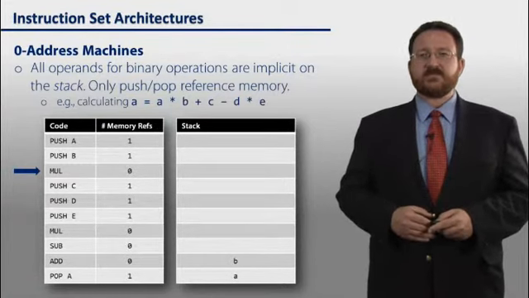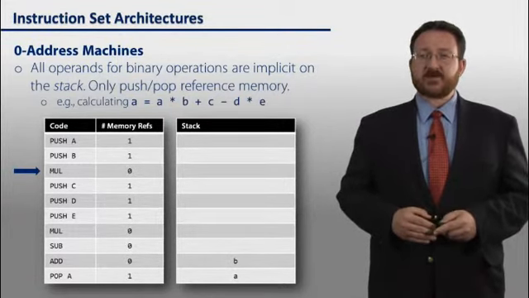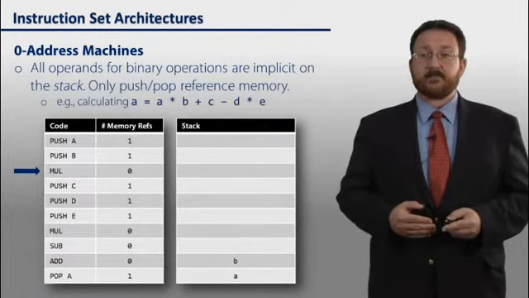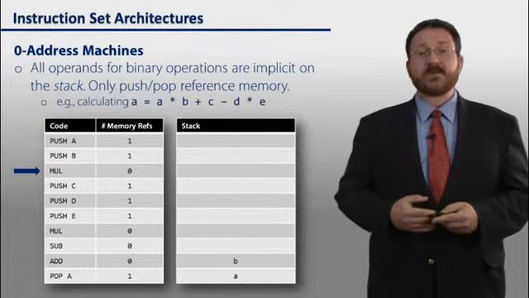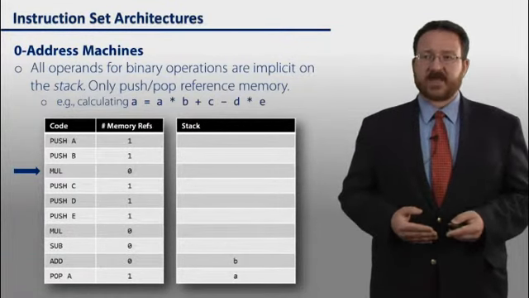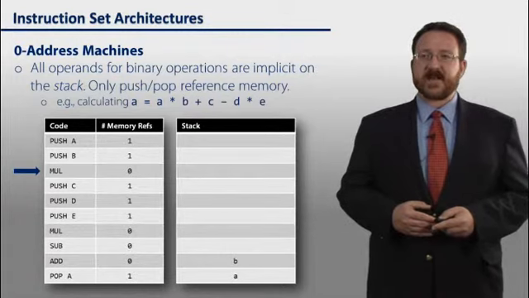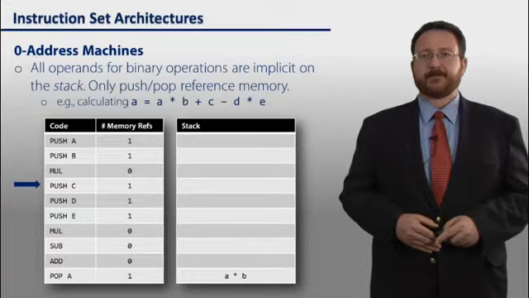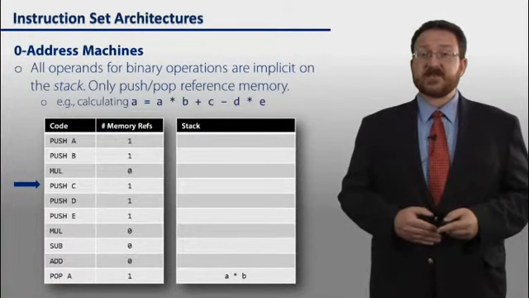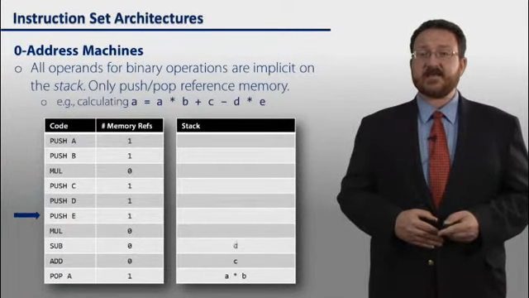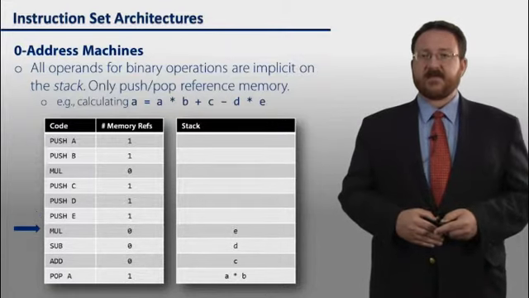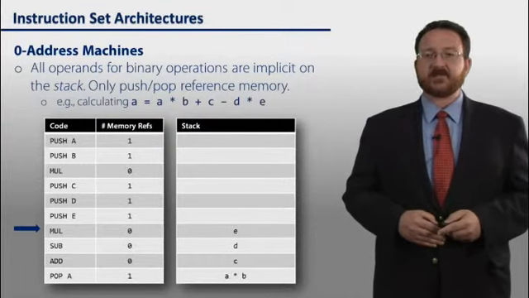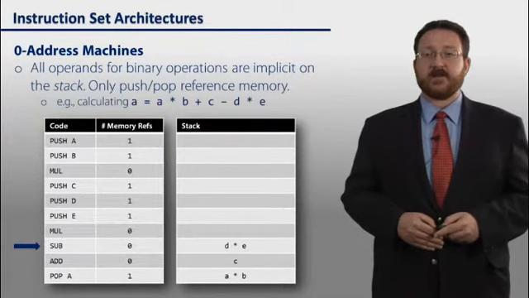I then run into the multiply instruction. The multiply instruction needs two things to multiply together. So where does it get those from? From the stack. Where does it put the result? Back onto the stack. So it pops A and B off the stack, multiplies them together, and pushes the result back onto the stack. Now we push C onto the stack, and D, and E onto the stack. And then we need to do a multiply. So we're going to pop E and D off the stack, multiply them together, and push the product back on.